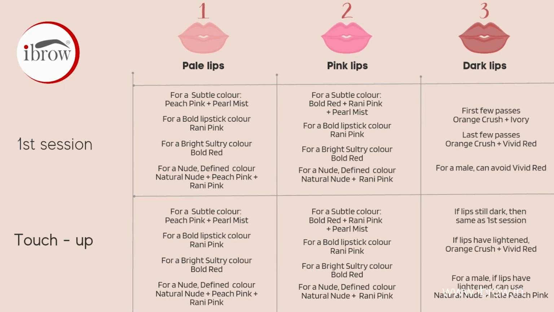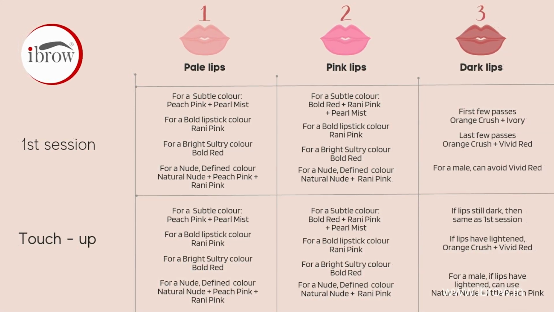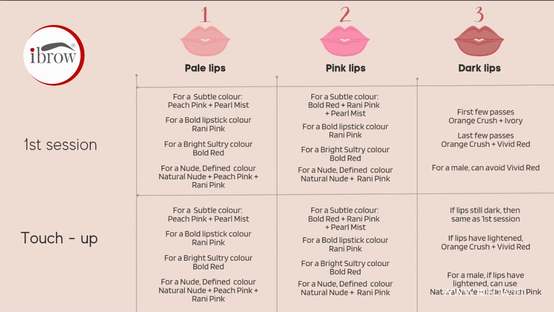So first few passes with orange crush mixed with ivory. Next few passes with orange crush mixed with vivid red. If you are doing this procedure in a male who has dark lips, you might want to avoid the vivid red because we don't want to end up with very pinkish looking lips. In that case, you can mix Orange Crush with natural nude, or you can use just Orange Crush also for the last few passes.